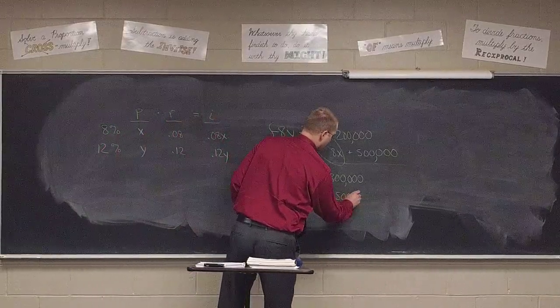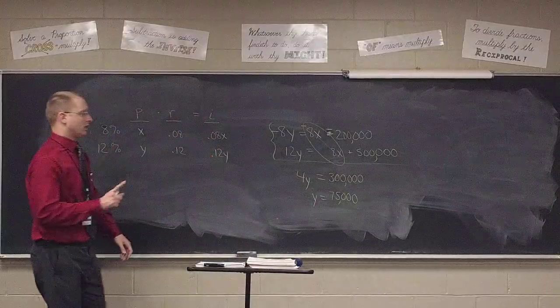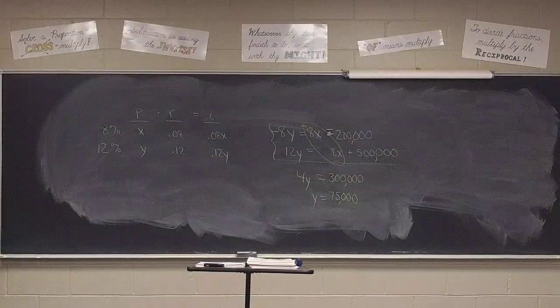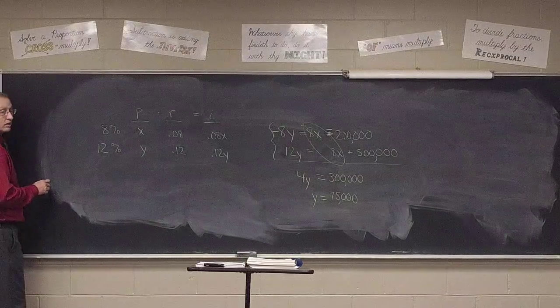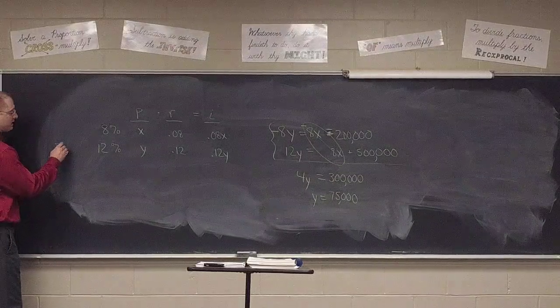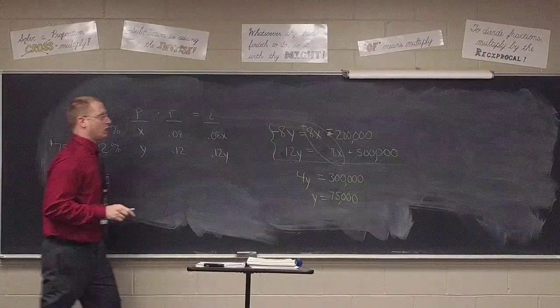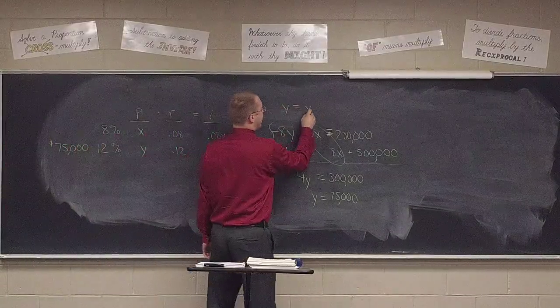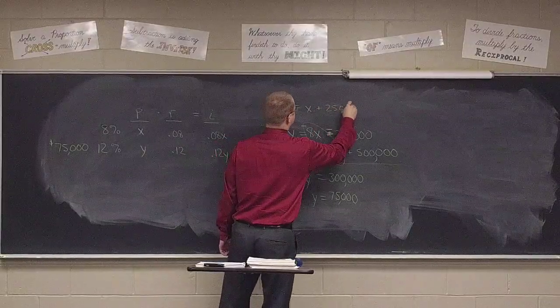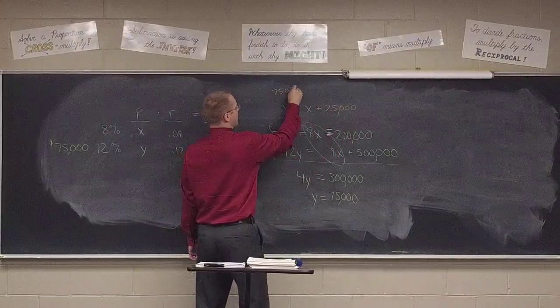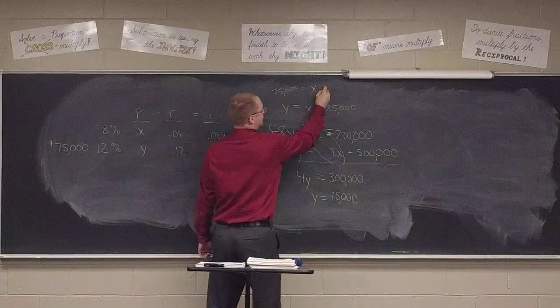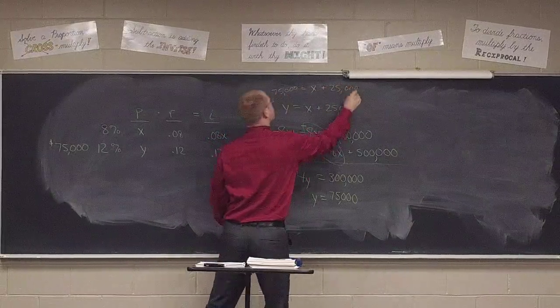75,000. All right, so apparently, class, this means that this guy invested $75,000 at 12%. But remember, y was equal to x plus 25,000. So 75,000 equals what plus 25,000? Anyone?